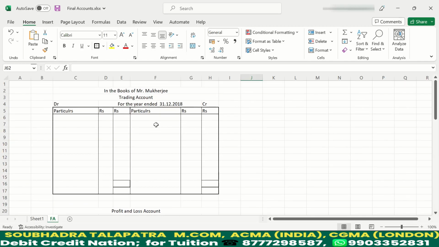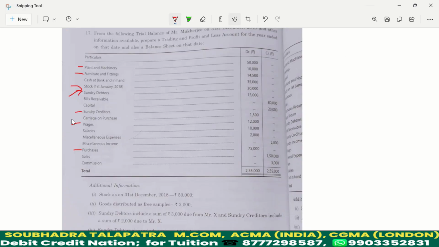So go back to the trading account. The first item, to opening stock, outer column, because I don't have any adjustment, 35,000.